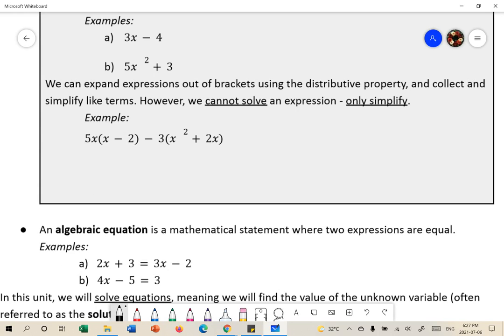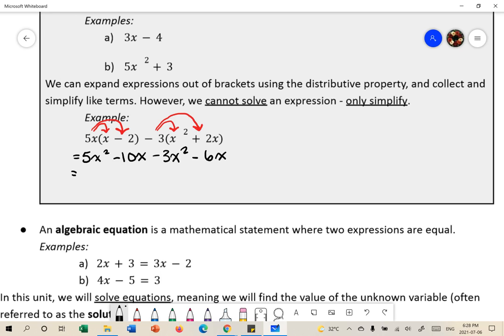So here's an example of how to expand expressions and simplify expressions. And we can just complete this together now. 5x times x is equal to 5x squared. 5x times negative 2 is equal to negative 10x. Negative 3 times x squared is equal to negative 3x squared. Negative 3 times 2x is equal to negative 6x.